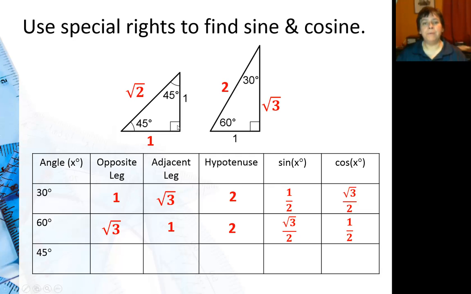For the 45, 45, 90 triangle, we have legs of 1, and the hypotenuse is square root of 2. Both legs are 1, both the opposite and the adjacent legs. Well, that kind of makes sense because they're the same angles. You wouldn't think they'd be different. So sine of 45 is 1 over square root of 2. Cosine of 45 is also 1 over square root of 2. And that's because both the opposite and adjacent legs are congruent. And this is a right isosceles triangle.